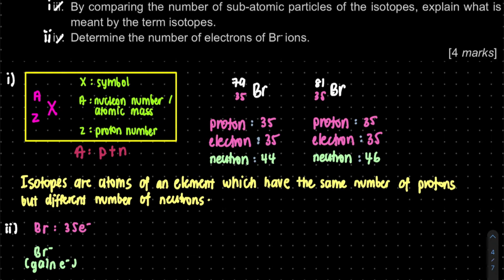Okay, so if we gain electrons, our bromine now has 36 electrons. Okay, so that is the answer for question number 2.